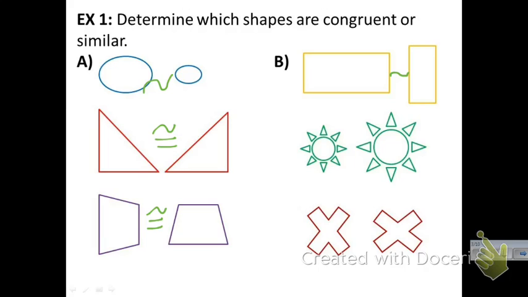Sorry about that. Our suns here are not the same size, but they are the same shape, so we say they're similar. And then our X's are the same, one's just been rotated, exactly the same, they are congruent.